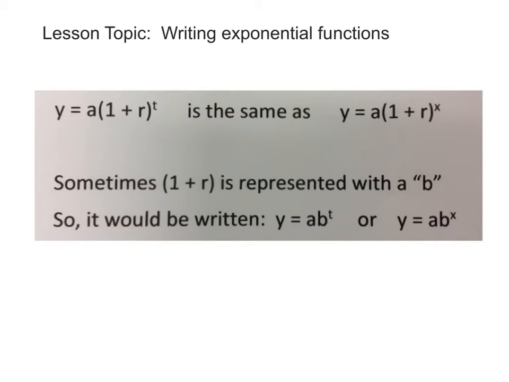Just so you also know, sometimes 1 plus r is represented by the letter b, so then both of these equations could be rewritten as these two. So y equals a times b raised to the t power, or y equals a times b to the x power. Remember that a is our starting amount or original amount, and x and y is any data point that would be true for that function.